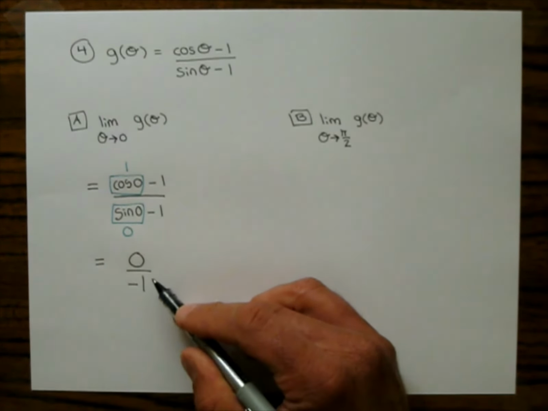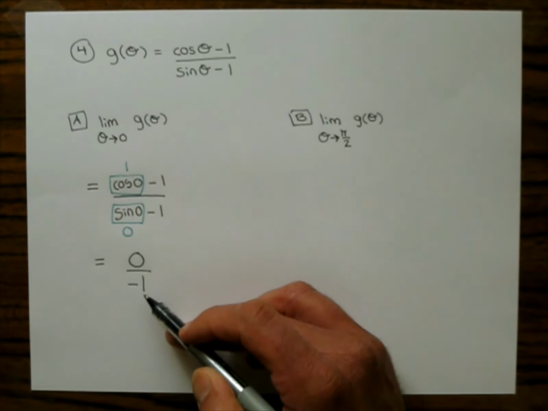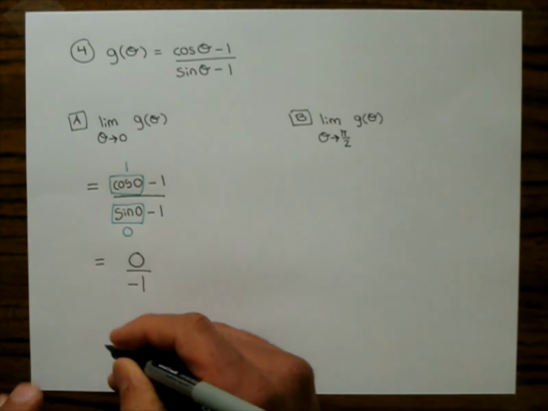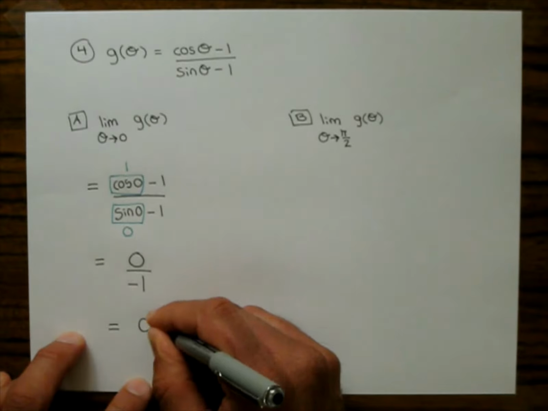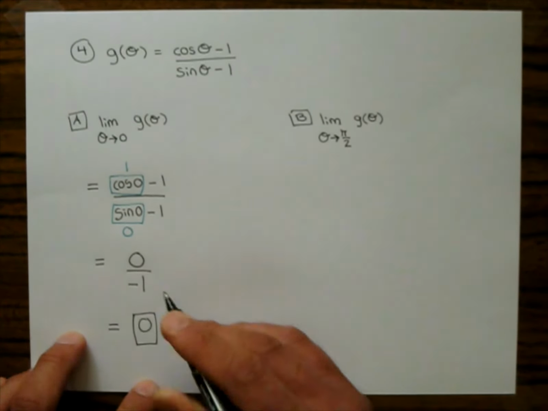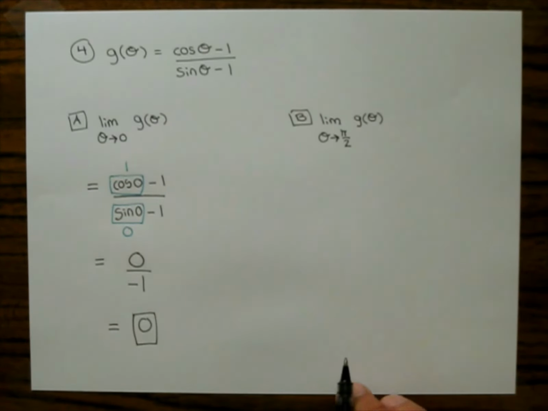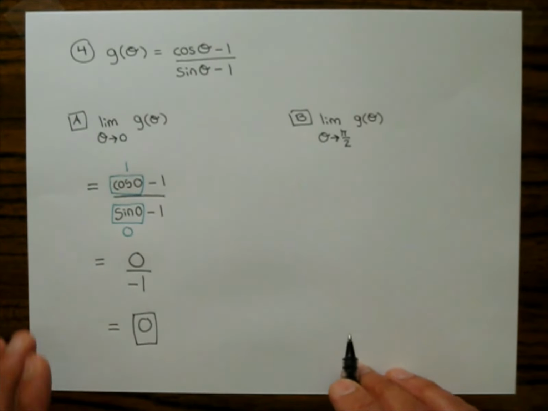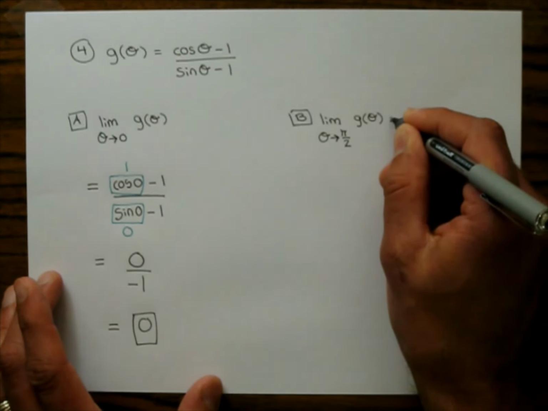Now this is not undefined. This is 0 divided by a number. What number times -1 gives me 0? Well, it's 0. So that answers the question. We don't have to consider limits from the right or limits from the left. Let's go ahead and do this one.